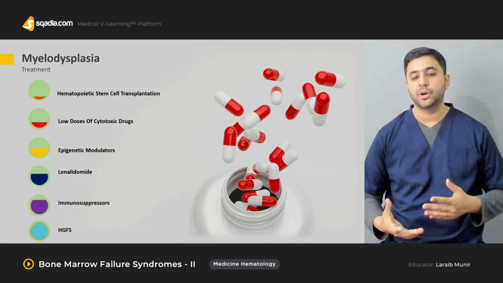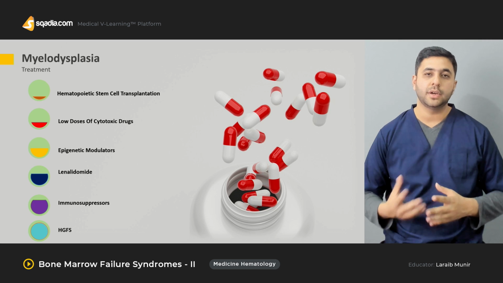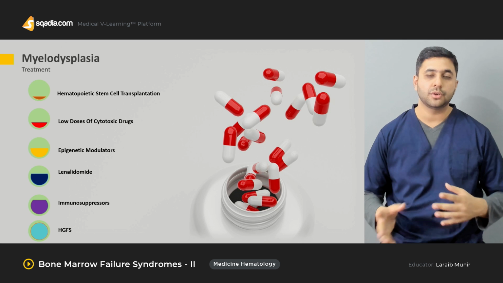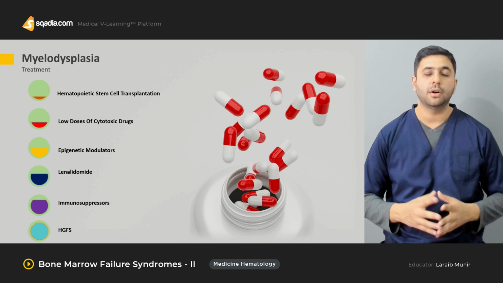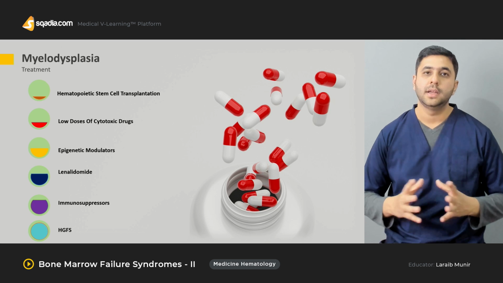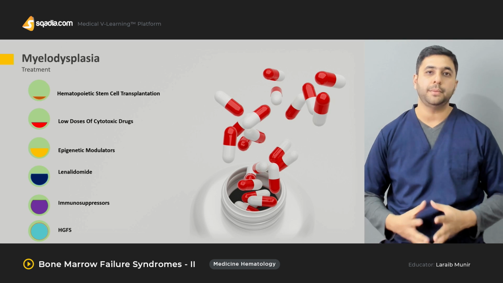The various types of modulators on a genetic level or immunosuppressors or the growth factors, we are going to talk about them briefly, and how they play an important role in halting the progression of the disease to development of a full-blown leukemia.